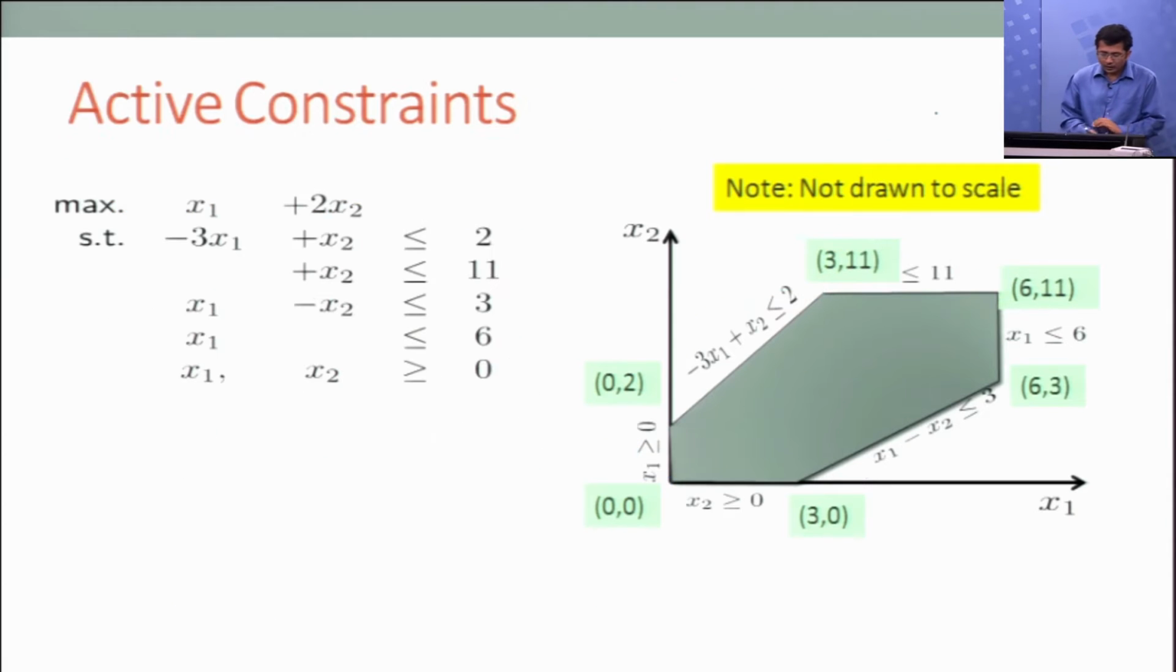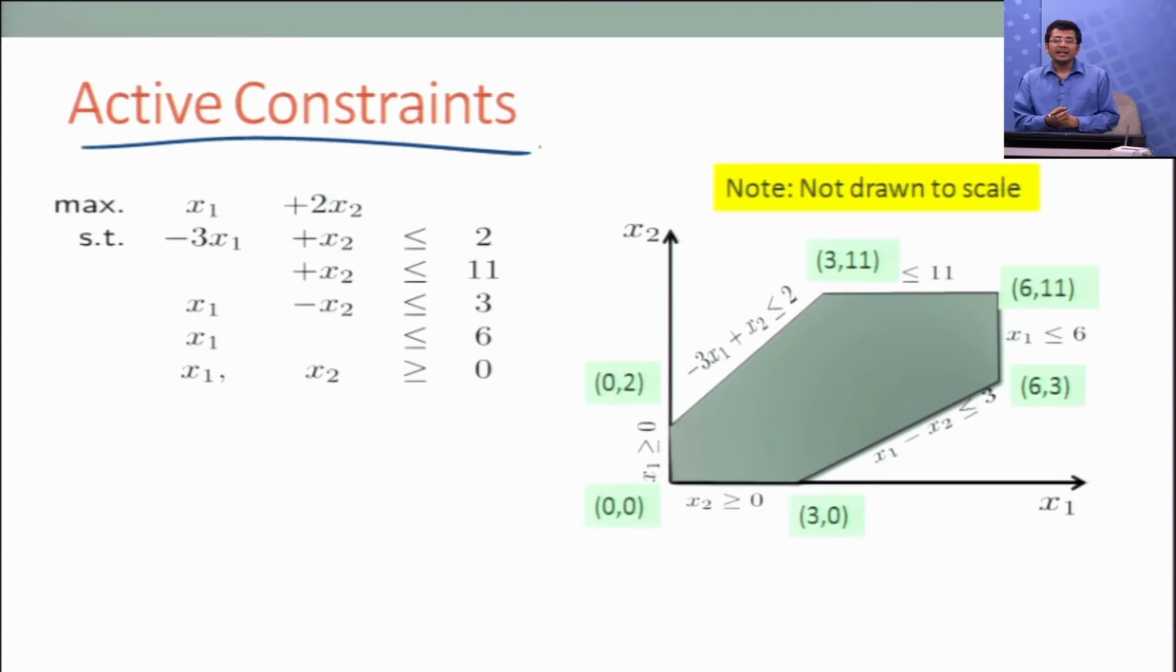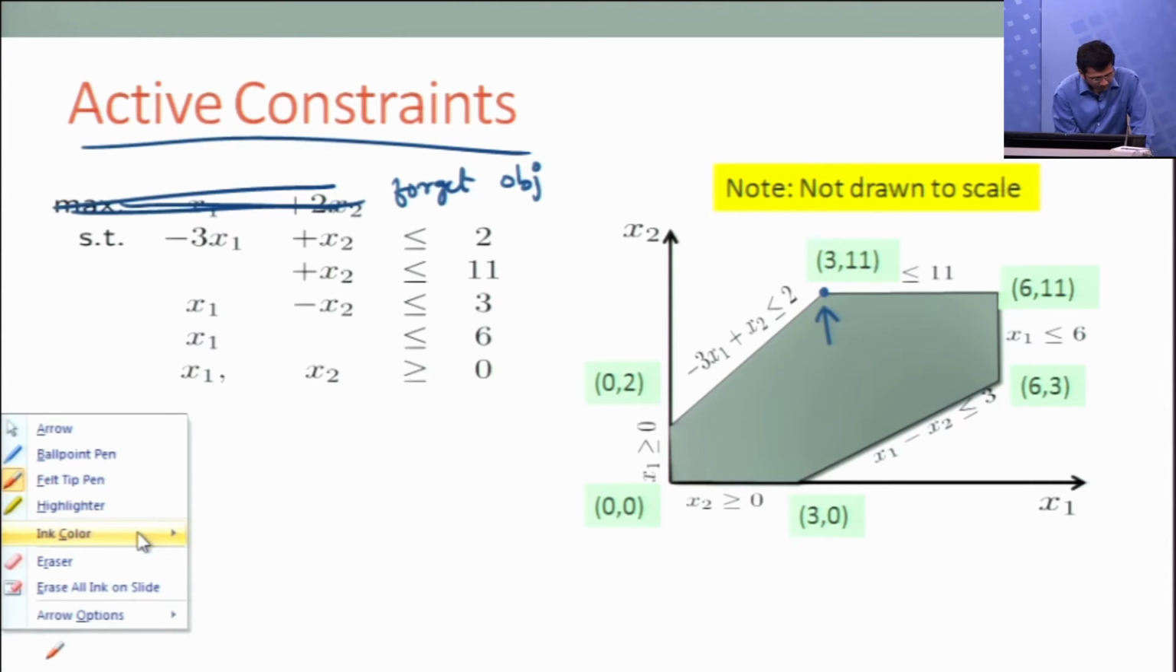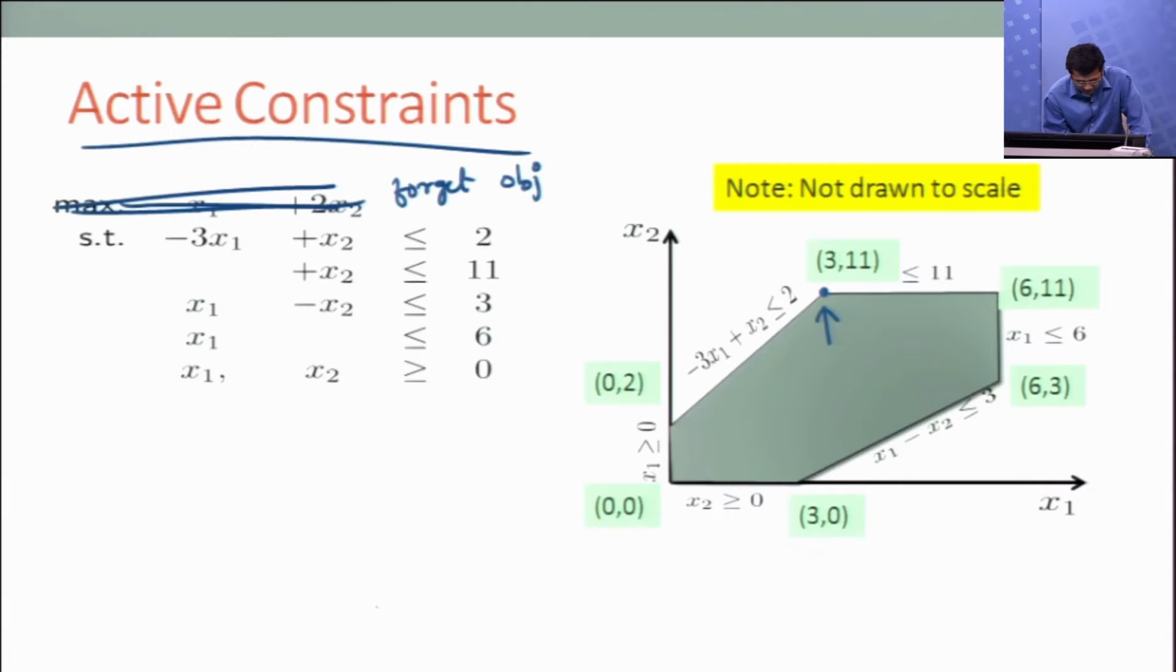All right. Okay, so let us first recall this notion of an active constraint with respect to a solution. So let me start with one solution. Here, let me start not the solution to this problem. So I'm going to forget about the objective. Okay, forget the objective. And just look at a solution in general or any feasible point in general. Okay, so if I take the feasible point 3, 11, which is right here.